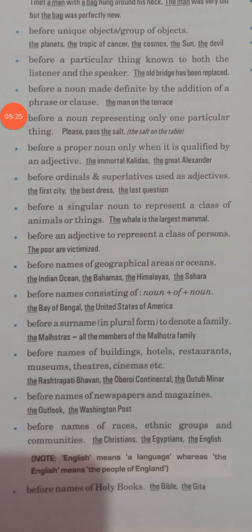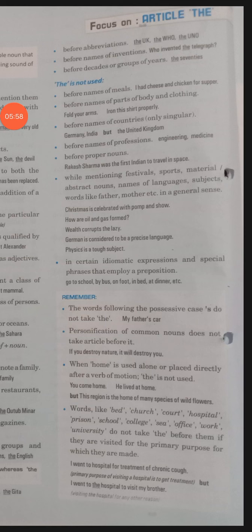There are many uses of the. You can see that before any geographical area, if you are mentioning any oceans, like your hotels, buildings, restaurants, museums, theaters, before any newspaper name or magazine name, when you are talking about races, ethnic groups, communities, before any holy book name, in all these you will put the.